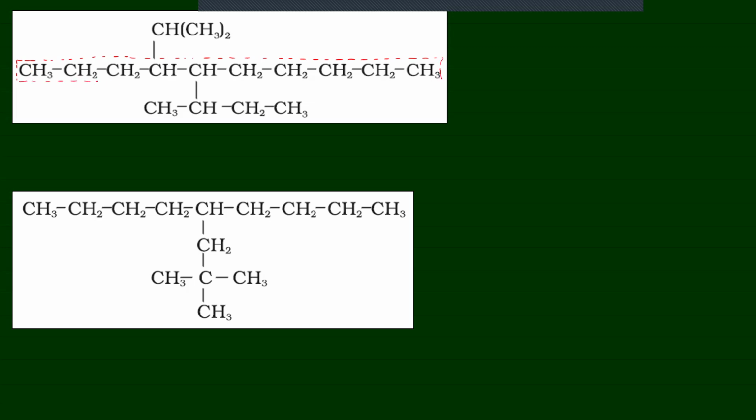Had there been more possibilities of longest chain, we already discussed the rule that you have to select that longest chain which has the maximum number of substituents. So in this case, I come across two substituents, which are up and down. Now these two substituents have a common name as well as an IUPAC name. So I can mention the name of this compound in two ways.